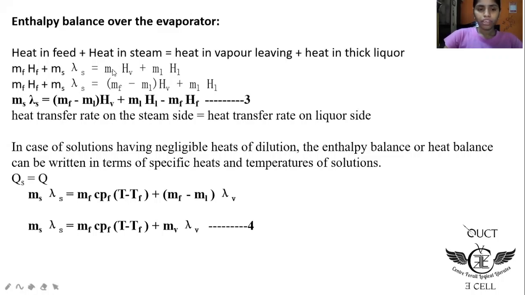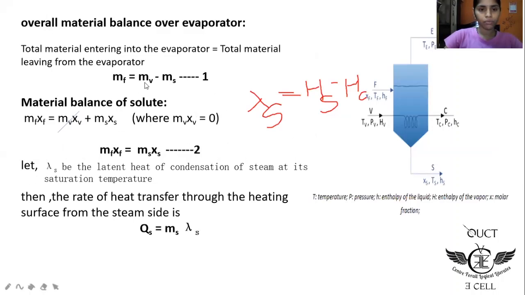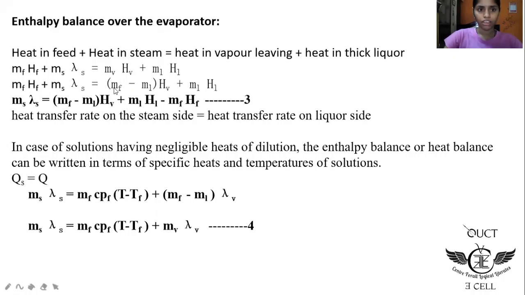From equation 1, we substitute MV equals MF minus ML. ML is the thick liquor discharge, so I have written ML here. So MF minus ML, from equation 1, times HV plus ML HL. After rewriting the above equation, we have got this equation 3. That is, the heat transfer rate on the steam side is equal to the heat transfer rate on the liquor side.